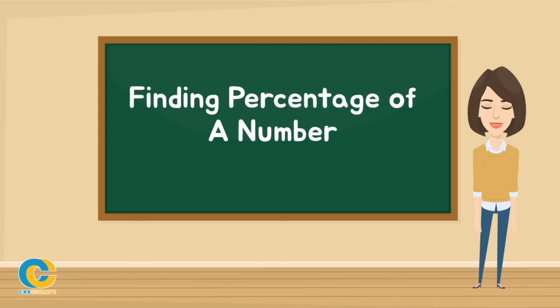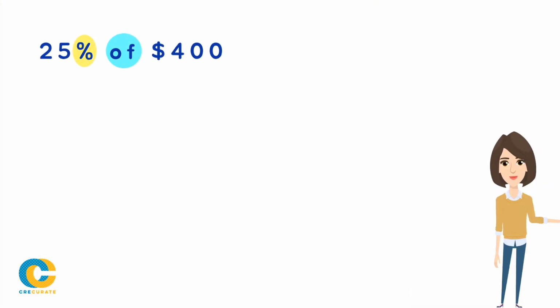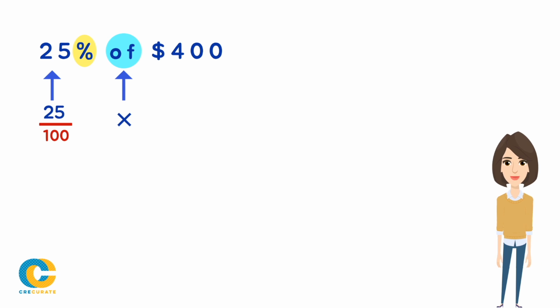In this video, we will look at how to find percentages of a number. To find 25% of $400, it is important to recall the percent sign means over 100, so 25% is the same as 25 over 100. In mathematics terminology, the word "of" often means multiply, or times. So finding 25% of $400 is the same as finding 25 over 100 times $400.